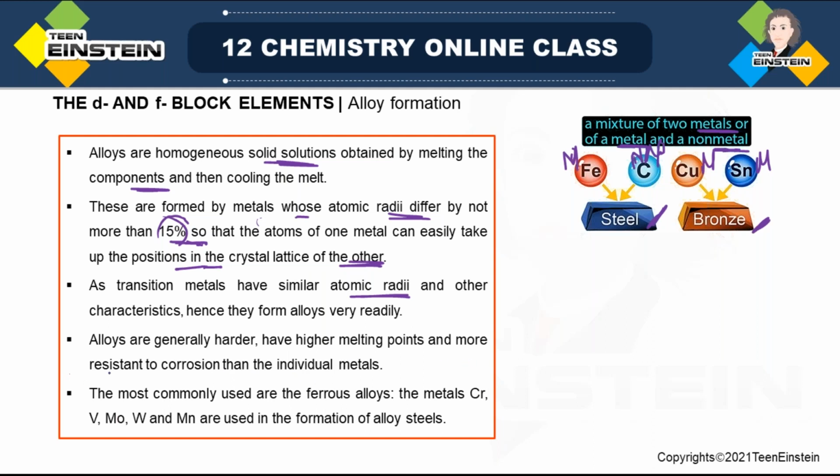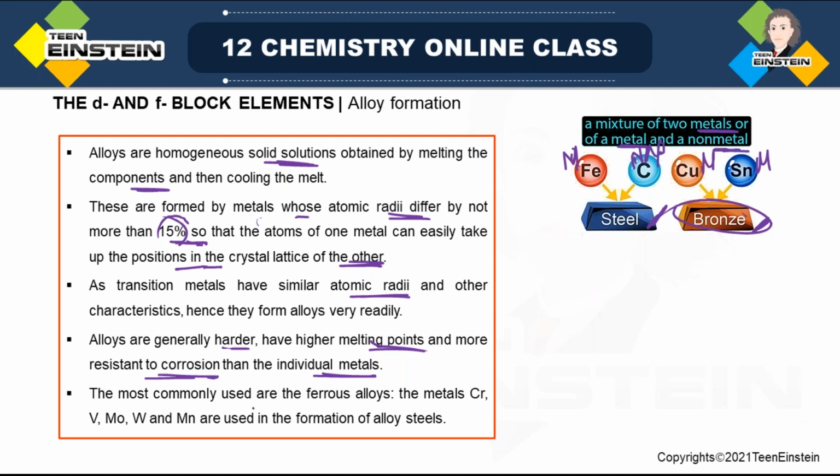Alloys are generally harder, have higher melting points, and are more resistant to corrosion compared to the individual metals. Here you have obtained bronze. Compared to copper and tin individually, which are the components, it is harder, has a higher melting point, and is resistant to corrosion. Those are actually the reasons we make alloys. What is the purpose of making an alloy? The purpose is to make it more durable so that we can use these alloys in our day-to-day life and they can have industrial applications.